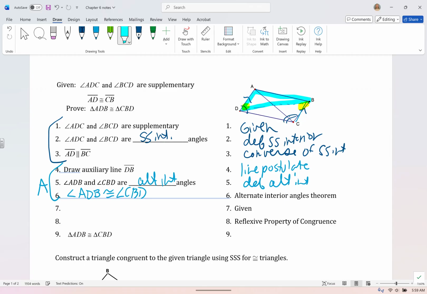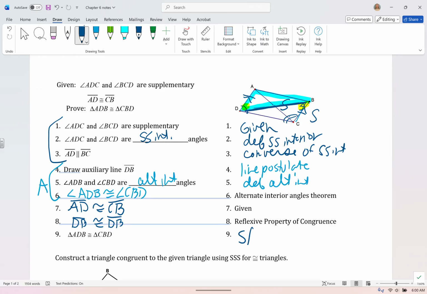So we've got an angle in both of them that matches. We also are given that AD is congruent to CB. So we've got an angle and a side now. And then the last thing we've got is that the new segment, DB, is congruent to itself. Why? Reflexive property. So this side right here in the middle is congruent to itself. So we've got side angle side.